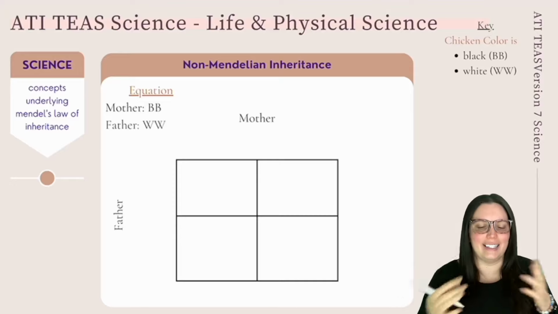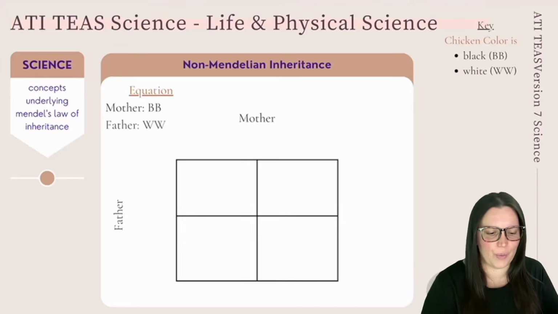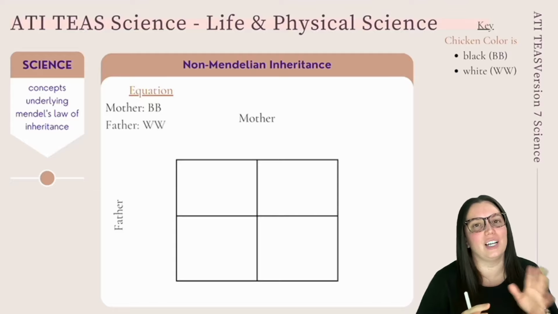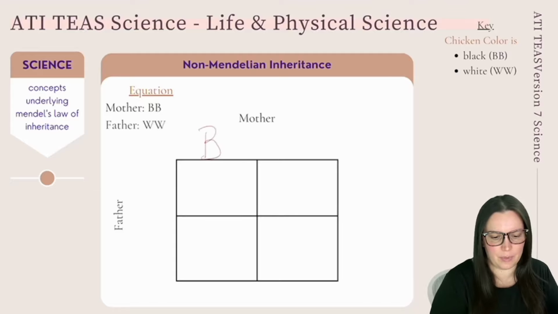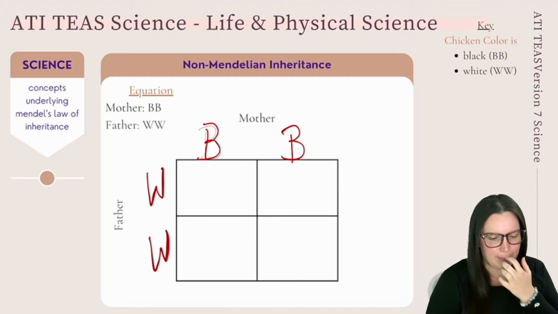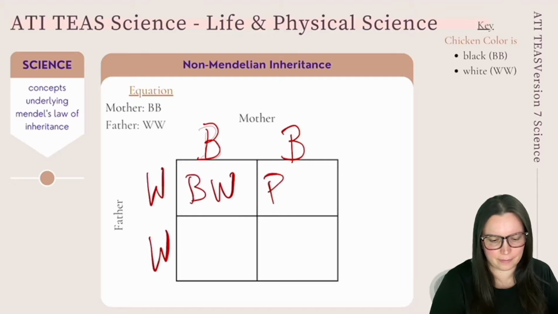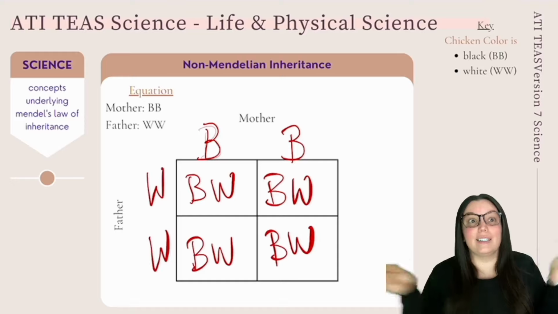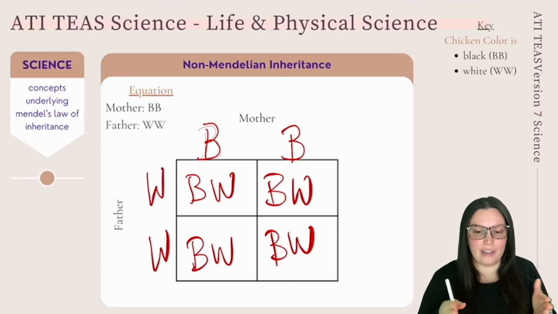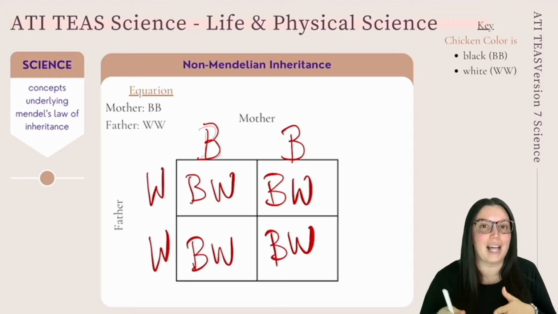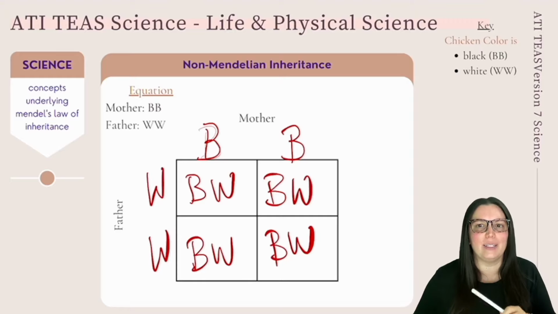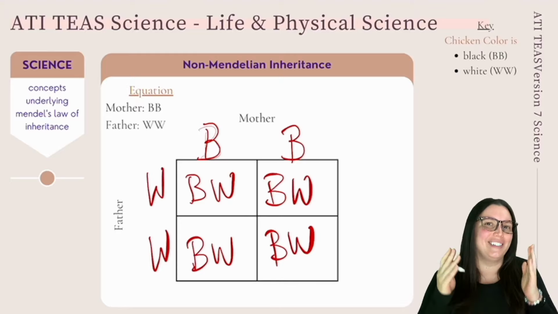And just in case you wanted it, I did another Punnett square because I know that you love them so much. So we talked about the chicken color, right? We talked about black being BB, so we have a big B, big B, big B, big B. And then we have the father, which is white, W, W, right? So if we combine these together, this is what we get. So we know that in this particular case, we are going to have a chicken that is both black and white because these particular traits are codominant.